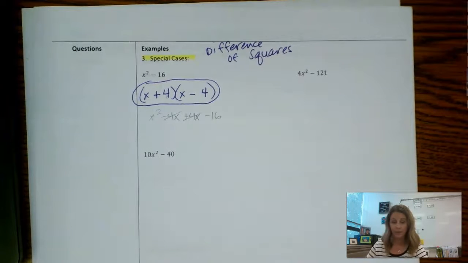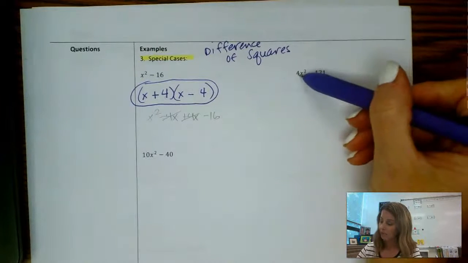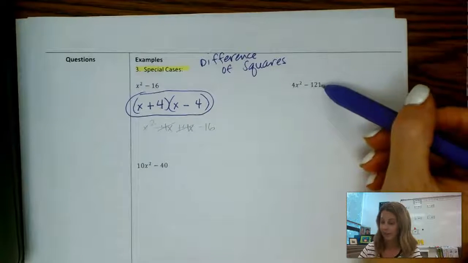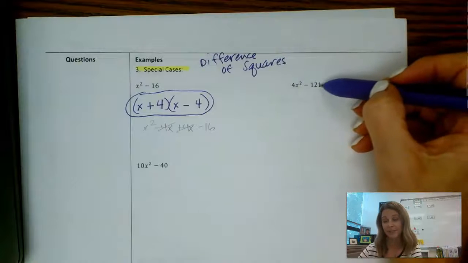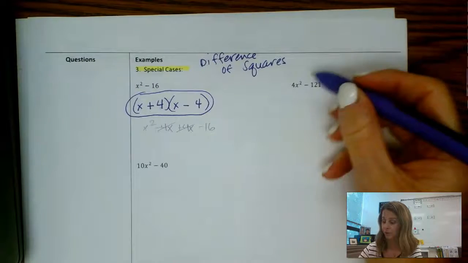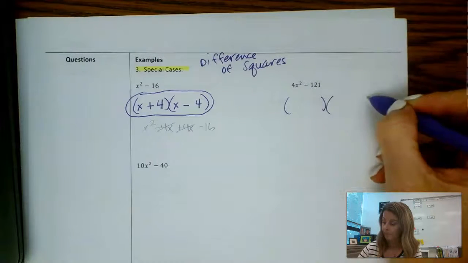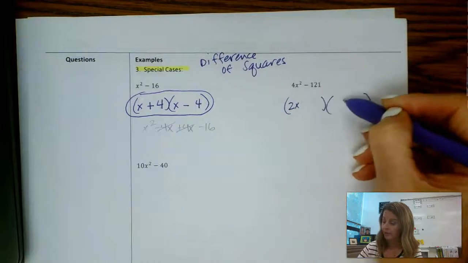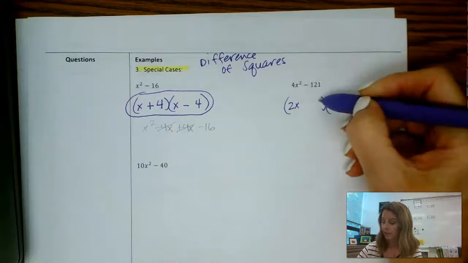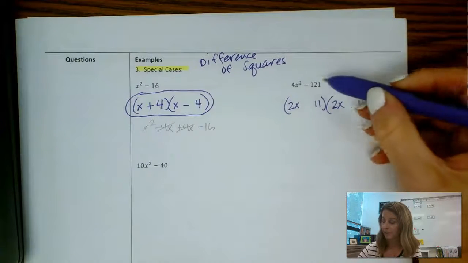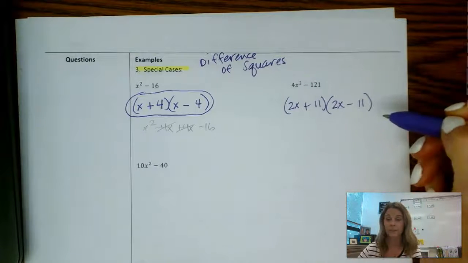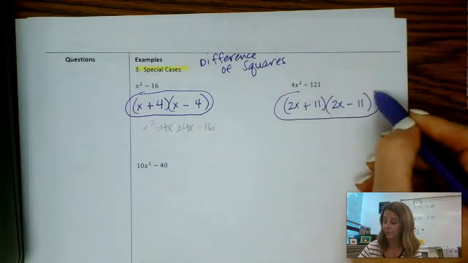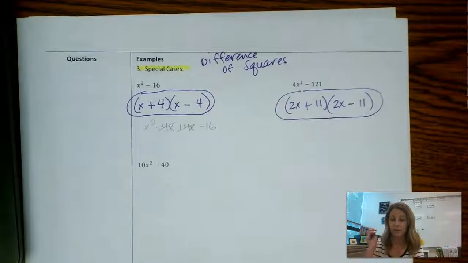Okay, second one. I cannot factor a GCF out, but 2x times 2x is 4x squared. 11 times 11 is 121. So 2x, 2x, 11, 11, the B value drops out, one factor is positive, one factor is negative, and you're done. Okay, so difference of squares are good to see because you can factor quickly.